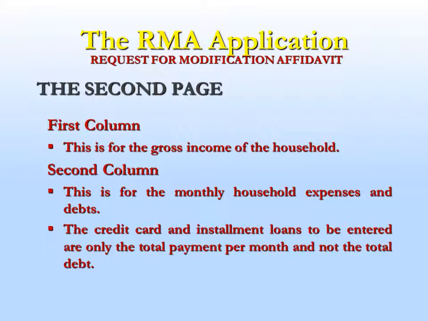The first column, this is for the gross income of the household. The second column, this is for the monthly household expenses and debts. The credit card and installment loans to be entered are only the total payment per month and not the total debt.